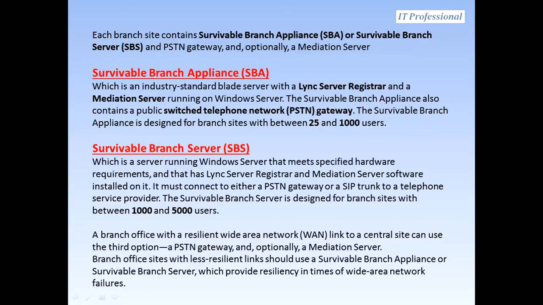A branch office with a resilient wide area network, one link to a central site, can use the third option, a PSTN gateway, and optionally a mediation server. Branch office sites with less resilient links should use survivable branch appliance or survivable branch server, which provide resiliency in times of wide area network failures.